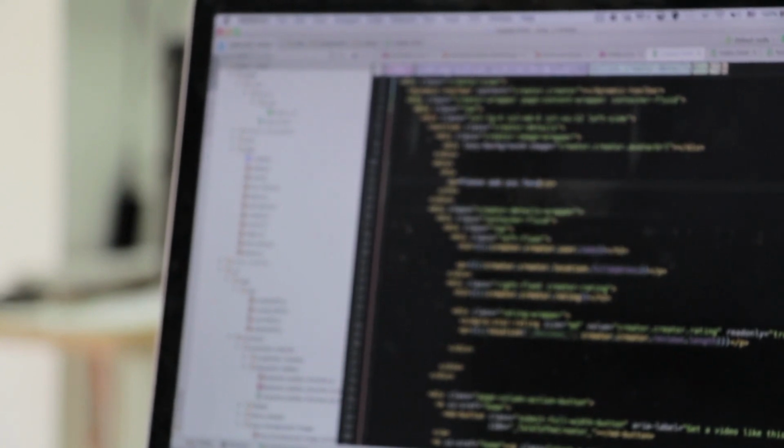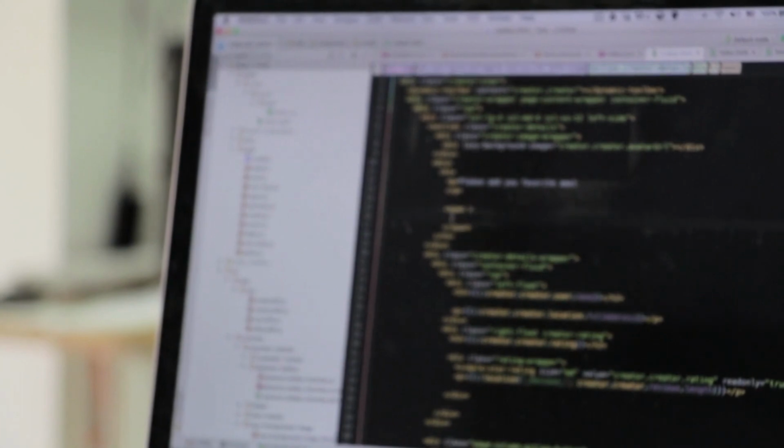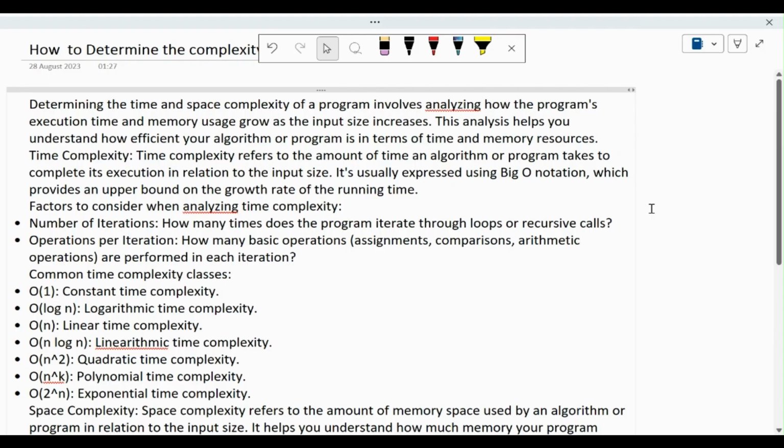For that question, I have some high-level tips and tricks which we can use while analyzing the time and space complexity of a function or a program. Determining the time and space complexity of a program involves analyzing how the program's execution time and memory usage grow as the input size increases. This analysis helps you understand how efficient an algorithm or program is in terms of time and memory resource usage.